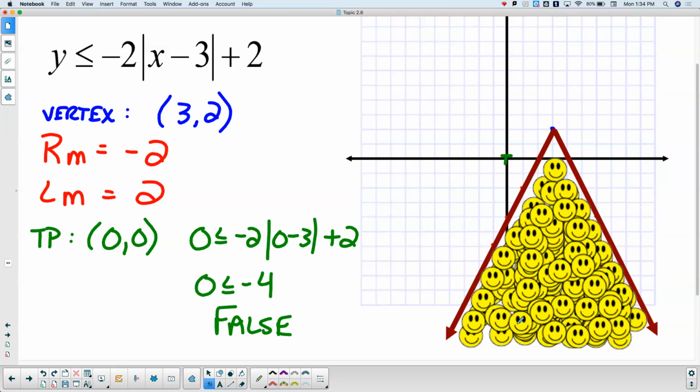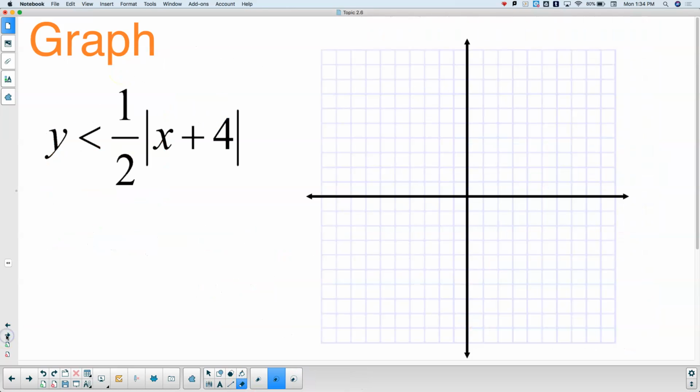Why did I use the 2 instead of the 3? Oh, for the slope, because the slope is the outside number. This A value outside is the slope. That one right there is the slope. The other two give me the vertex point. Okay? Try that one.